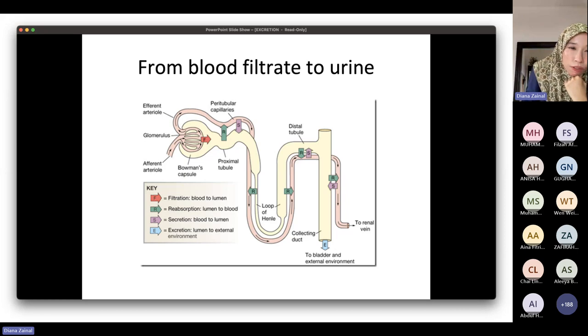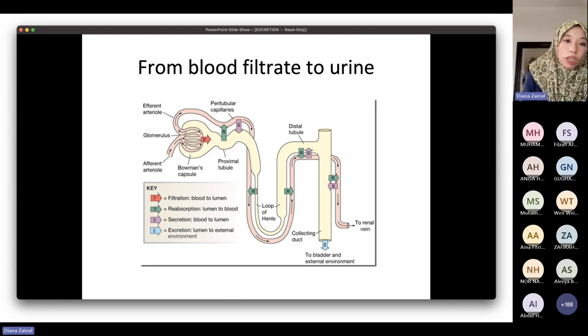Okay, so next one, from blood filtrate to urine. So inilah apa yang berlaku. The secretion you see over here, this is the filtration. But make sure kalau ada soalan on this part, don't use the word filtration, it's wrong. I want the word ultrafiltration. You use the word filtration, not even half mark.